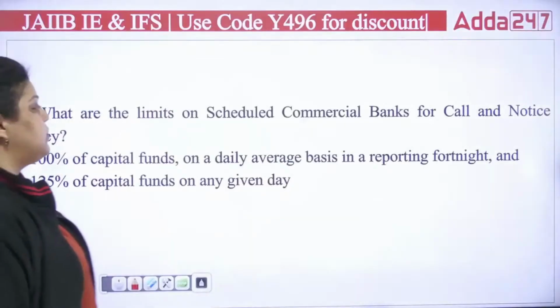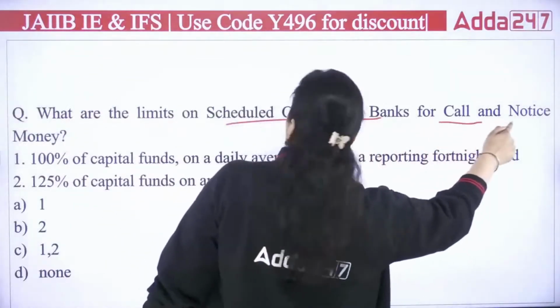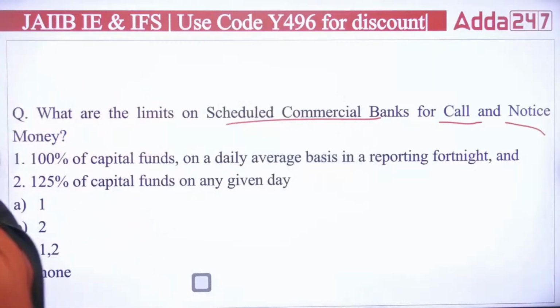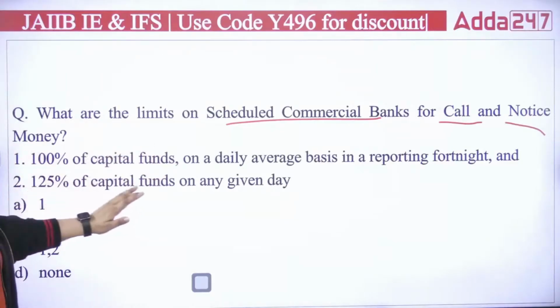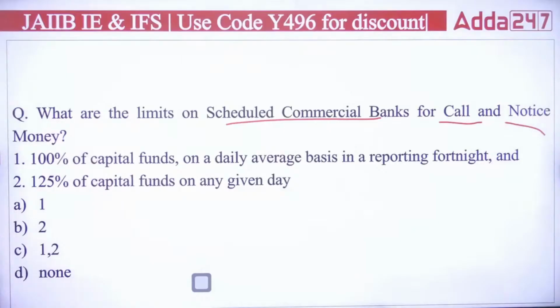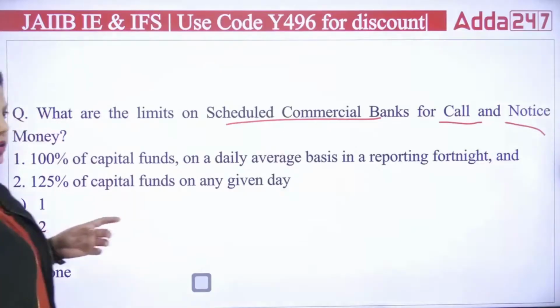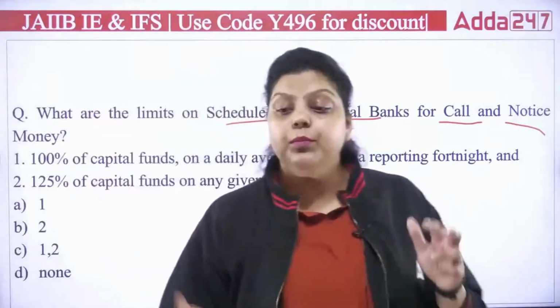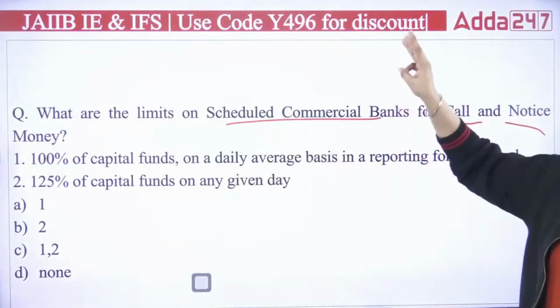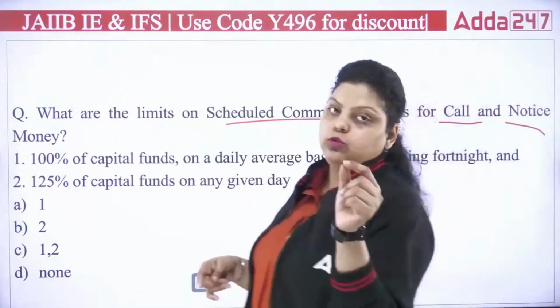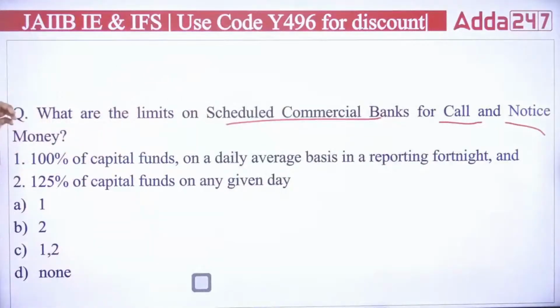What are the limits on scheduled commercial banks for call and notice money? The limit of borrowing funds under call money and notice money for scheduled commercial banks. First, 100% of capital funds on daily average basis in a reporting fortnight. Second, 125% of capital funds on any given day. So this limit of how much funds can be borrowed by which participants of call money, notice money and term money has been given as a table in your book, that we have also discussed. So do make sure you read it very carefully.